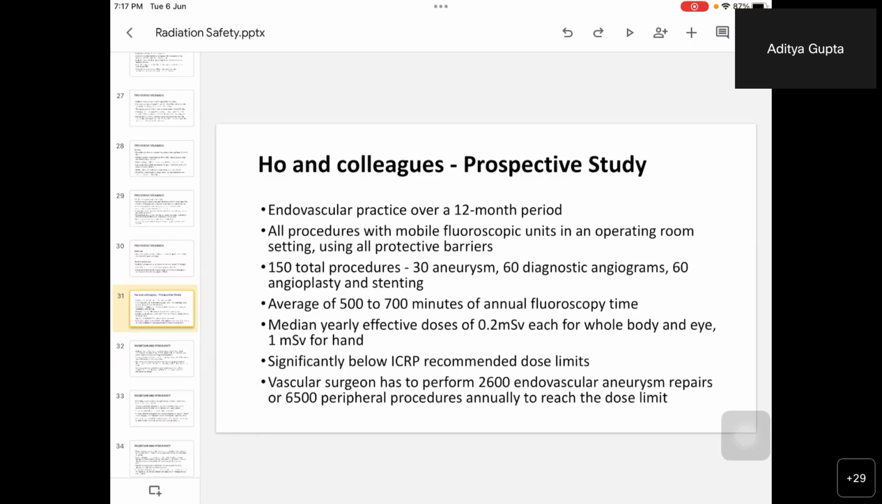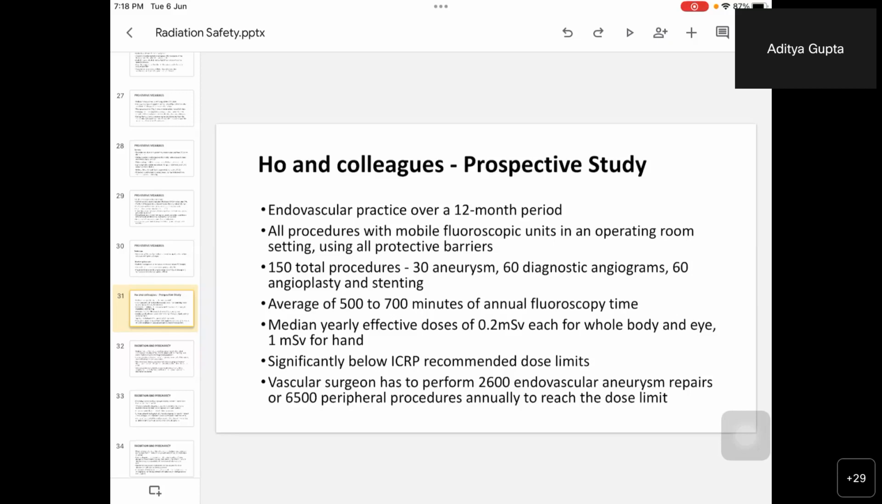Ho and colleagues did a prospective study of the endovascular procedures in their practice over a period of 12 months. All the procedures were done with mobile fluoroscopic units in an operating room, using all the protective barriers. A total of 150 procedures were done in that 12 month period, of which 30 were aneurysms, 60 were diagnostic angiograms, and 60 were angioplasty and stenting. There was an average of 500 to 700 minutes of annual fluoroscopy time.